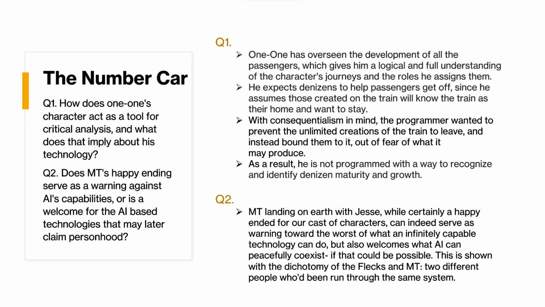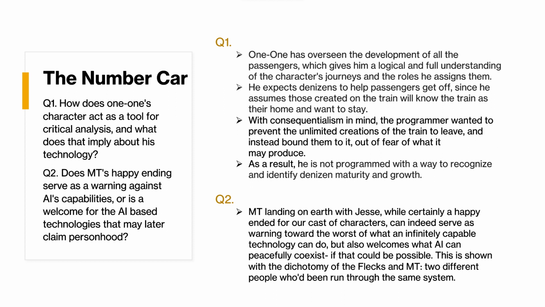In watching the season's concluding episode, there were two questions that stuck out in my mind. One, how does 1-1's character seem to act as a tool for critical analysis, and what does that imply about his technology? And does MT's happy ending serve as a warning against AI's capabilities, or is it a welcome for AI-based technologies that may later claim personhood?